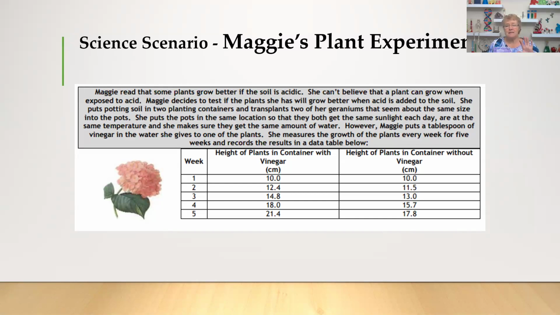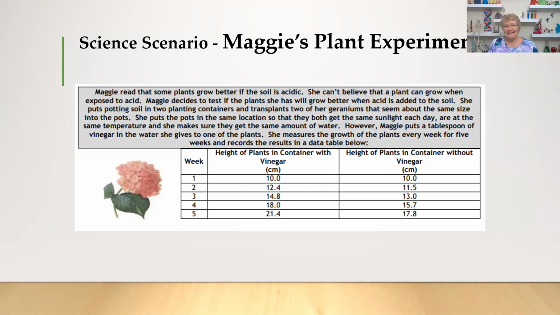Remember, a hypothesis is if then. If I do something, then something will happen. What is her hypothesis? If I add something acidic to the water, like this, she said that she can't believe it. So I thought it was, sorry, that it will grow better if I put.